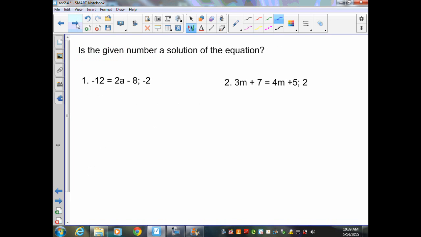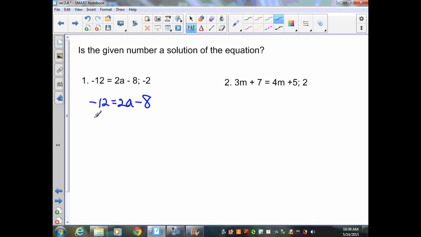Here's a couple examples. Is the given number a solution of the equation? My first example is a negative 12 equals 2a minus 8. I'm given a negative 2 for what I want a to be. So I'm going to substitute. I'm going to write the problem down. Negative 12 equals 2a minus 8, just like you would from the book. Write that down. I'm going to substitute in a negative 2.